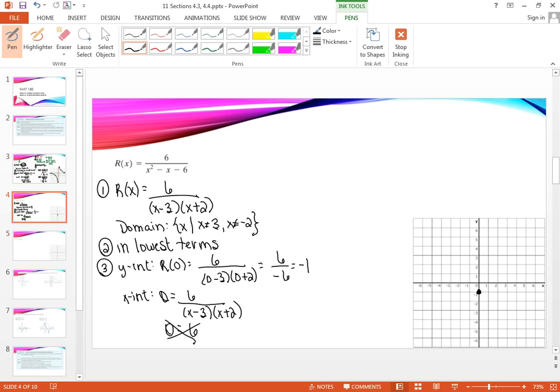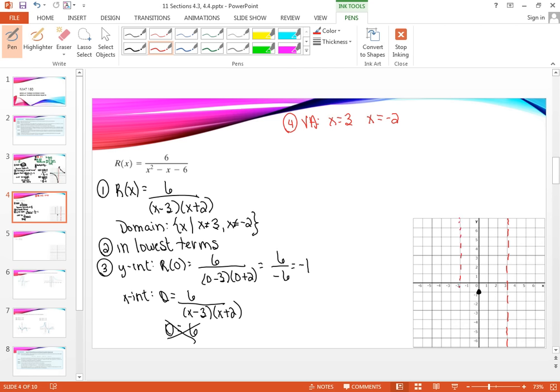Okay. Vertical asymptotes is step 4. We already figured that out as soon as we found out what the domain was and the fact that it was in lowest terms. I have a vertical asymptote at 3 and another vertical asymptote at negative 2. And these are my equations of the vertical lines. Vertical asymptotes are vertical lines. So I have one at 3. And I have another at negative 2.